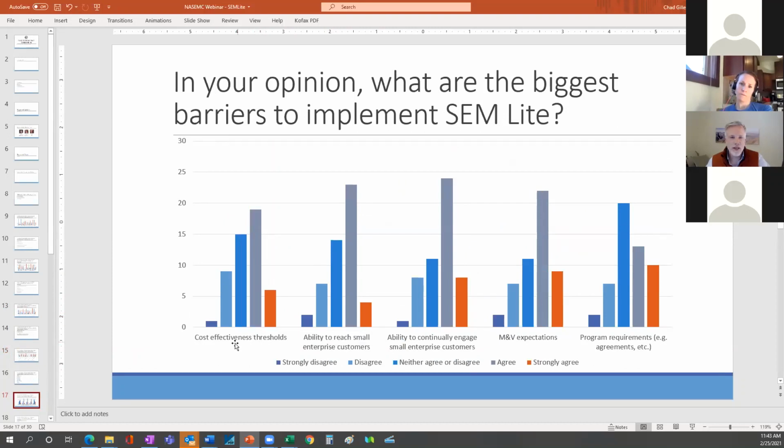Biggest barriers. This is more strongly agree to strongly, I'm sorry, strongly agree is red, dark blue would be strongly disagree. So if people agree with one of these statements, it'd be more on the right side. The general thing to see here is that all of these things are barriers to implementing SEM Lite, whether it's your cost effectiveness thresholds from your program, or the ability to reach those small enterprise customers in the first place. It can be hard just to connect with these people, versus then also being able to continually engage with them.